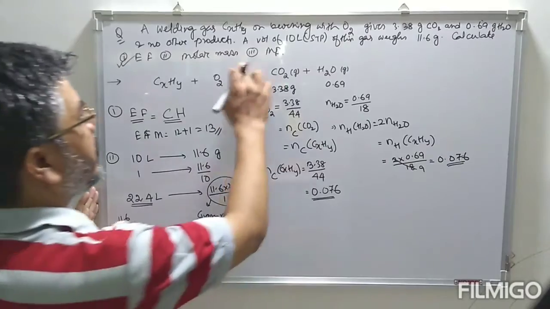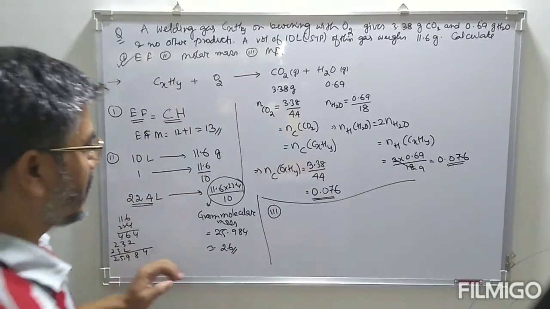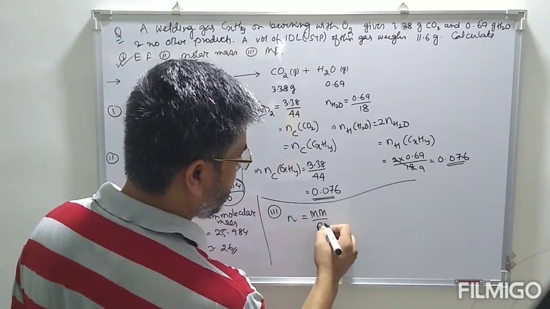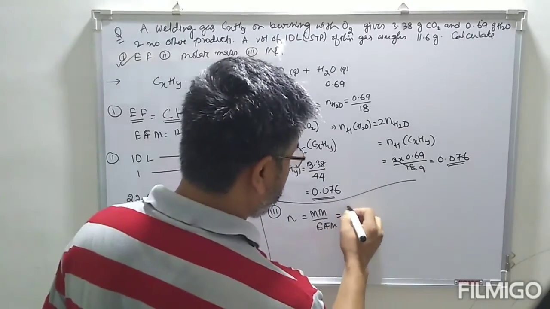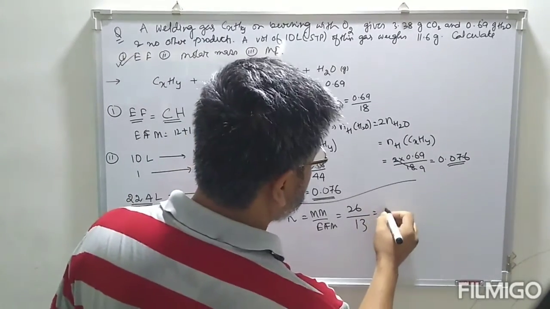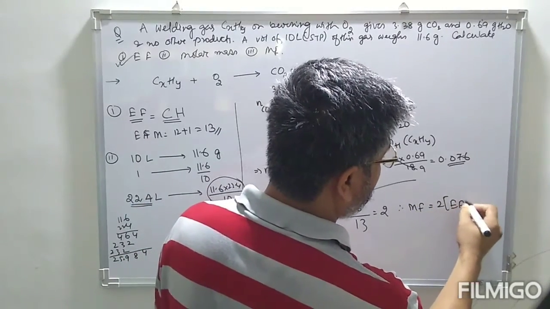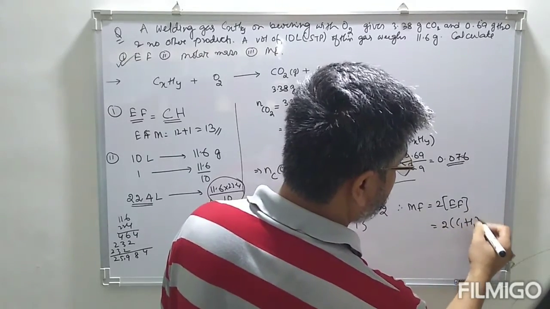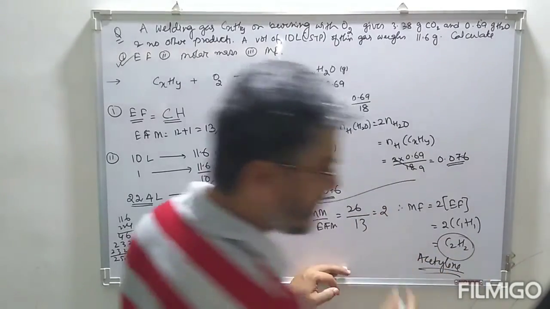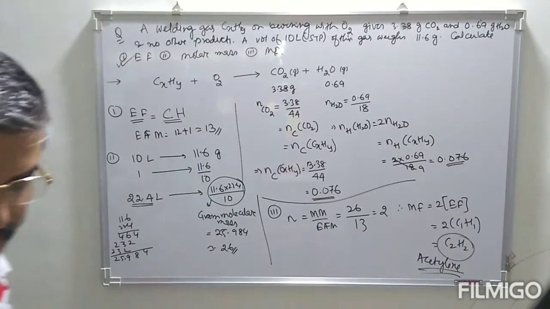So the final one is how to find the molecular formula. Third part of the question. For this we have to find n. So n is the molecular mass divided by the empirical formula mass. So the molecular mass is 26. The empirical formula mass is 13. So this is 2. So therefore the molecular formula is equal to 2 times the empirical formula. So we have 2 into C1H1. So that is C2H2. That is acetylene. Acetylene is the gas whose data is given.